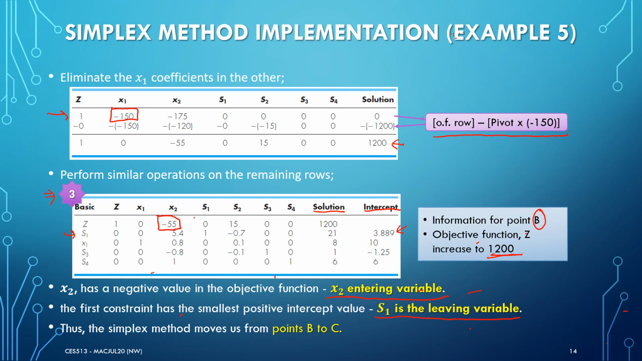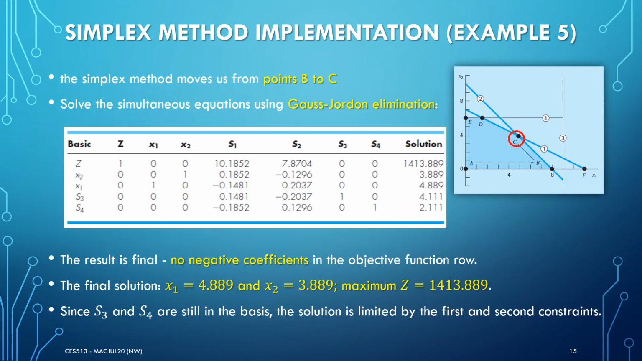Thus, the Simplex method moves from B to C. So now we are at point C, as mentioned before. Finally, Gauss-Jordan elimination can be implemented to solve the simultaneous equations. Using Gauss-Jordan elimination, the result is the final tableau here.